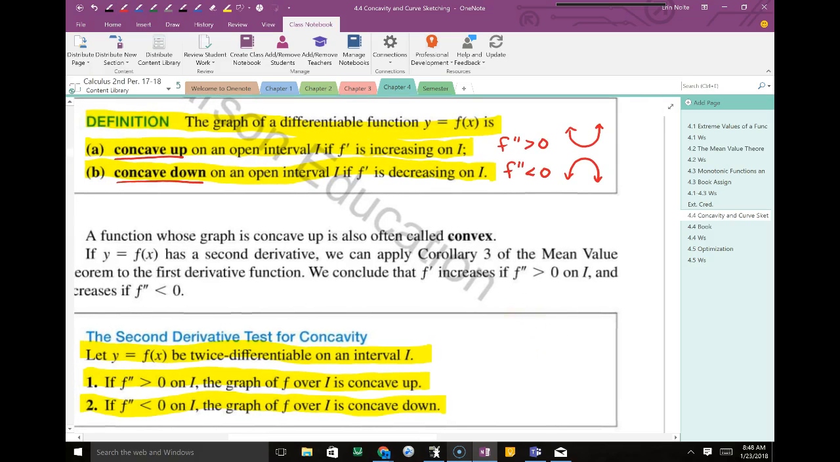The second derivative test is basically what I just wrote up there. What is the big I? I is representing your open interval, which means your function can't be on a defined interval, like it exists between 2 and 5. It has to be like from negative infinity to positive infinity, so it's open.